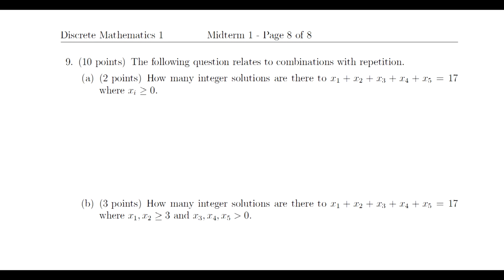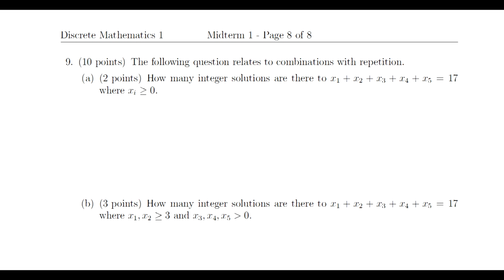All right, time for the final question. Here's some questions that relate to combinations with repetition. So we have some integer solution questions. So we have x1 plus x2 plus x3 plus x4 plus x5 is equal to 17, and all of these x's are greater or equal to 0. Well, this is the same thing as saying, okay, we have 17 objects, we have to put them into 5 bins, so we need to get 4 dividers in there.